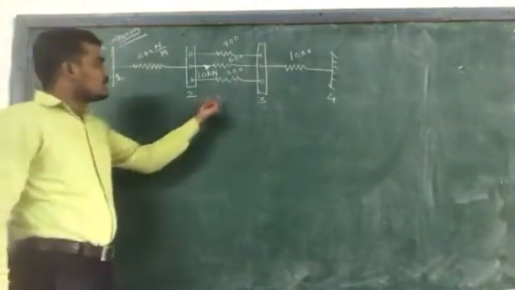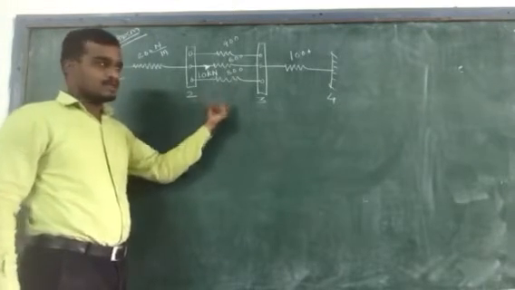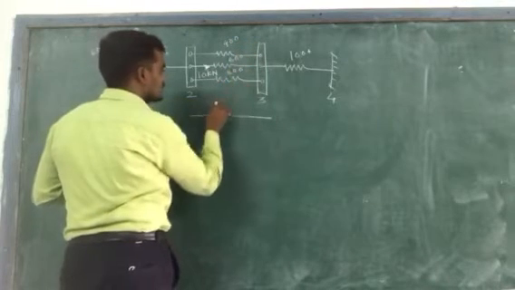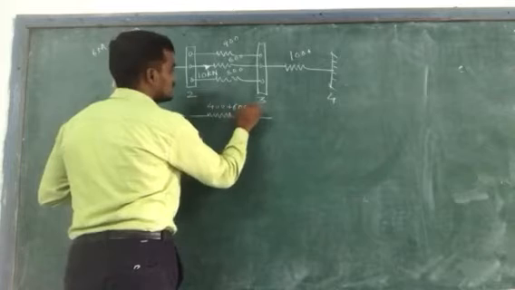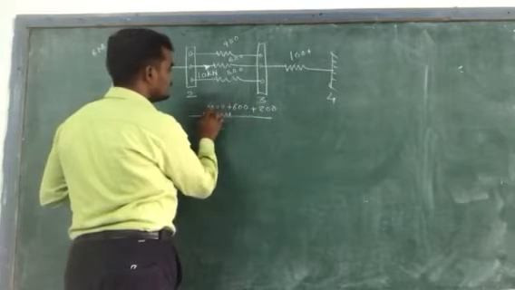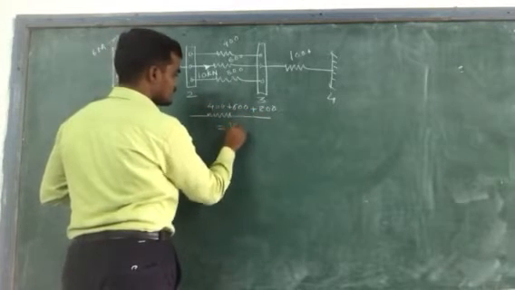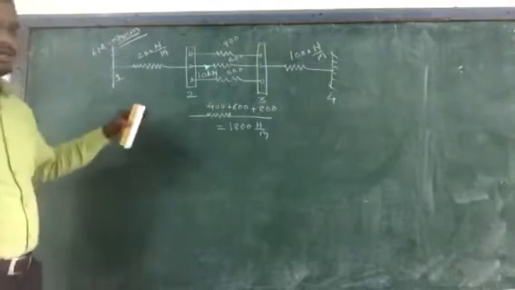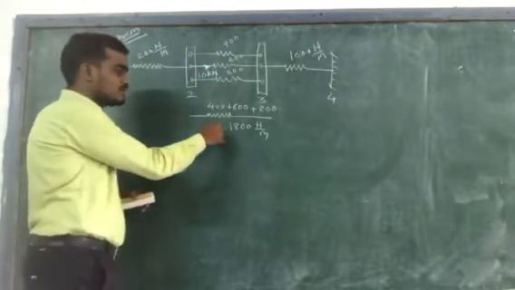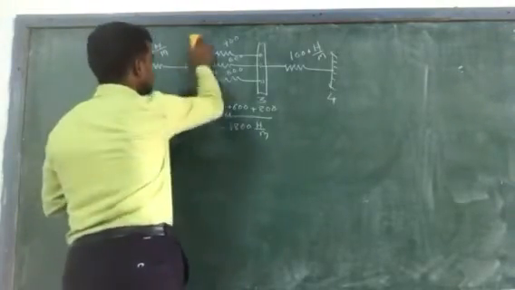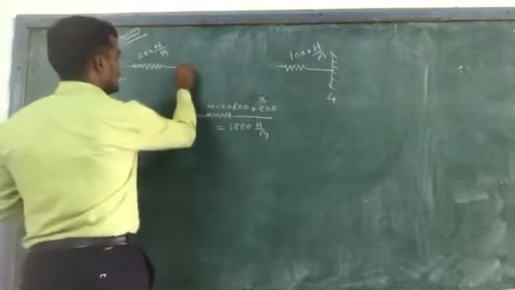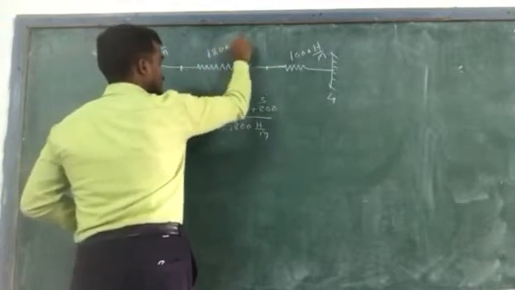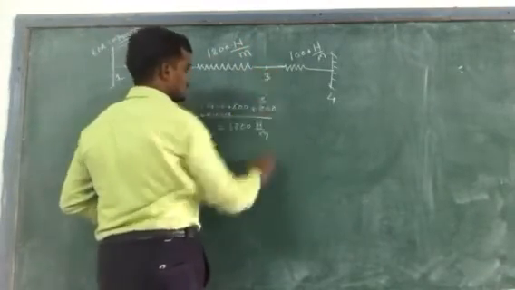First, you need to convert this parallel spring system into one spring. This spring system is converted into one spring as the addition of these spring coefficients: 400 plus 600 plus 800. 600 plus 400 is 1000, and 1000 plus 800 is 1800 Newton per meter. In this way you convert your parallel system into an equivalent spring system, whose value is 1800 Newton per meter between node 2 and node 3.